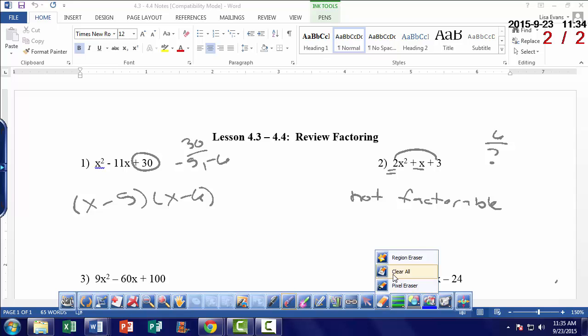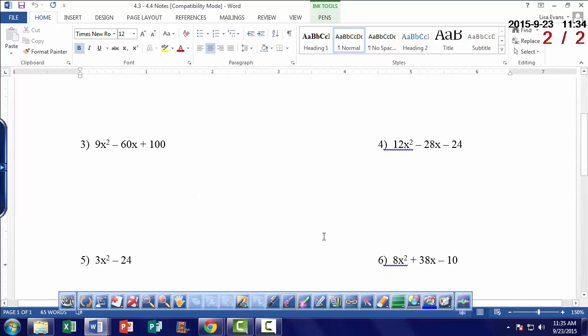Okay, let's go ahead and try the next two problems. Number 3, we can take a look and see if there's anything that we can factor out, but there isn't. Now, hopefully, you can recognize that the first term and the last term are perfect squares. If you can recognize that, that means I can square root both of those. We know that we are going to have 3x minus 10 and 3x plus 10. We know we're going to square root the first term, square root the last term, put them in parentheses, one with a plus and one with a minus.